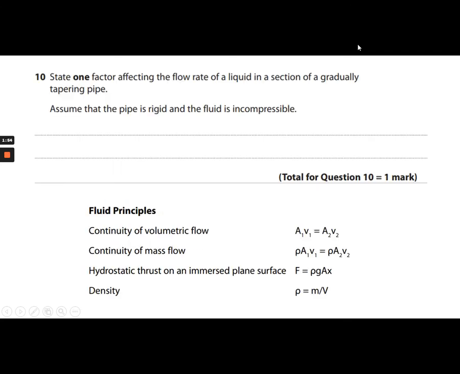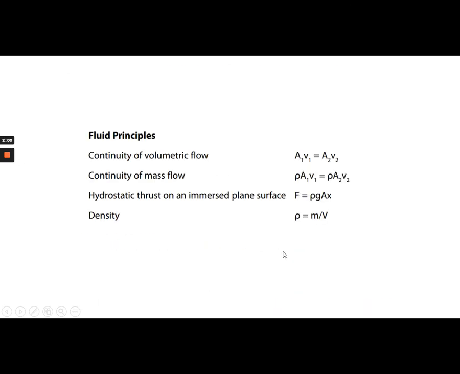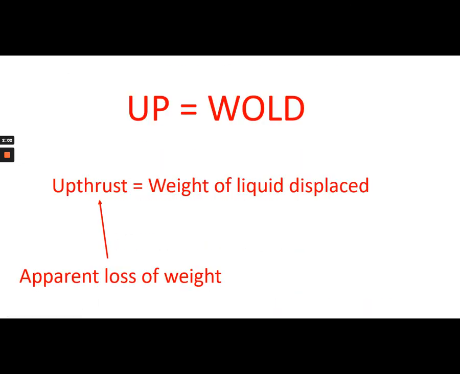Now if you went back to this part of the datasheet, you wouldn't find anything on Archimedes principle. This is the thing that you need to remember: upthrust. So anytime you see something about submerged bodies or immersed bodies, you would write upthrust. So the upthrust is equal to the weight of the liquid displaced. And you've also got to spot that the upthrust is also the apparent loss of weight.